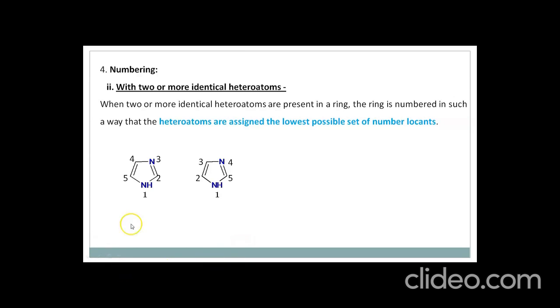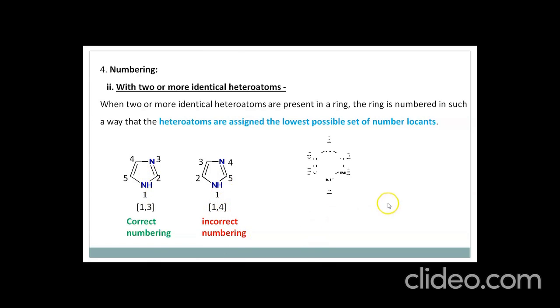So if you see this, the first number is given to the heteroatom, and accordingly you have to give the numbering, but in such a way that the other heteroatom gets the lowest possible number. So here is the numbering 1, 2, 3, and here is 1, 2, 3, 4, 5. So which one is correct? In the first case the heteroatoms are given numbers 1, 3, and in this set the numbers 1, 4 are given to the heteroatoms. So obviously the first one is correct and this is incorrect.